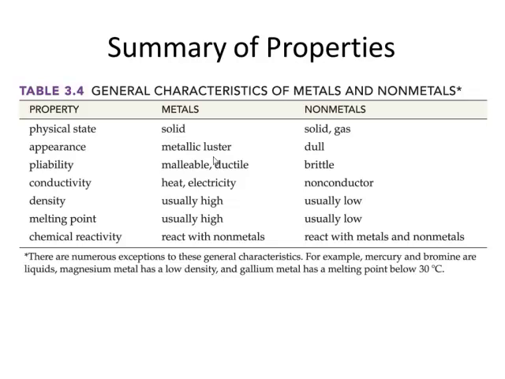Density is usually high for metals. Nonmetals usually low. You know what density is. Melting point for metals is usually high. Nonmetals low. And chemical reactivity, metals react with nonmetals. Nonmetals can react with metals and nonmetals. They said there are numerous exceptions to these general characteristics. For example, mercury and bromine are liquids. Magnesium metal has a low density, and gallium metal has a melting point below 30 degrees. All right, so there are just some general exceptions.